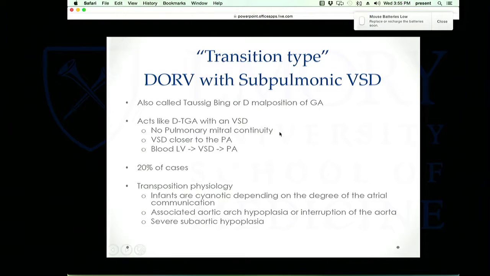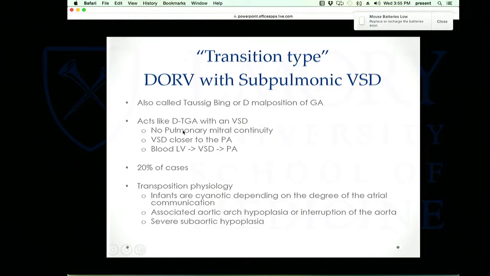The transposition type has a lot of names. You could call it double outlet right ventricle with subpulmonic VSD, or double outlet right ventricle with malposition of the great arteries, or essentially transposition of the great arteries, or you could call it a Taussig-Bing heart. So in pediatric cardiology, we haven't always decided on an easy way to call things. We like to have 4 names if it's somewhat confusing. So that's what we did. But essentially, this is a transposition of the great arteries with a VSD, and it's going to be repaired as such.